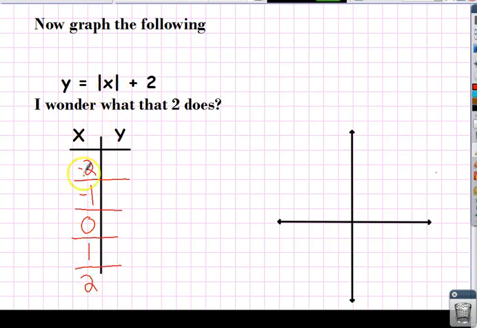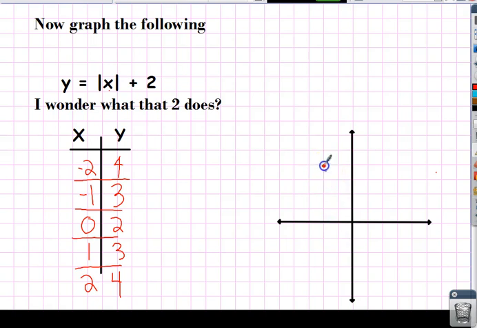Put -2 in here. What's the absolute value of -2? 2. 2 plus that 2, a 4. What's the absolute value of -1? 1. 1 plus 2, 3. Absolute value of 0 is 0. What's 0 plus 2? 2. Now, 1 plus 2 is 3, and 2 plus 2 is 4. So let's graph this and see what it looks like.